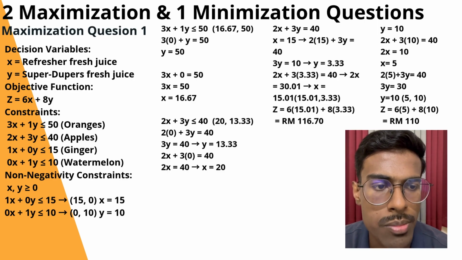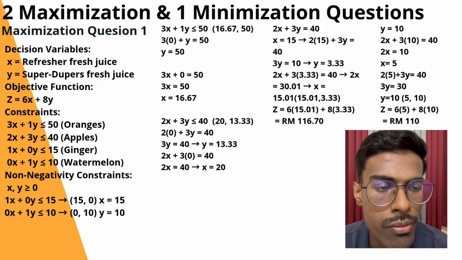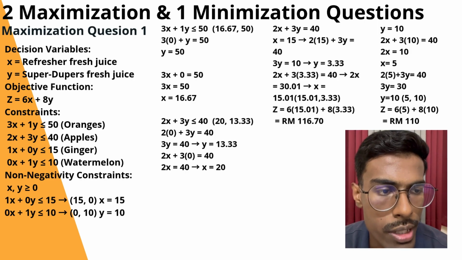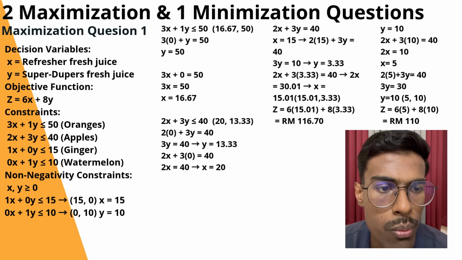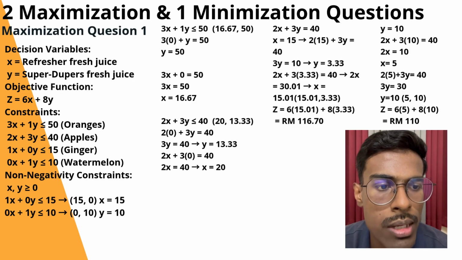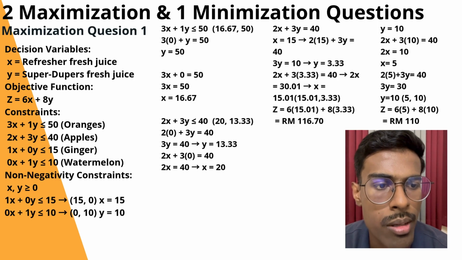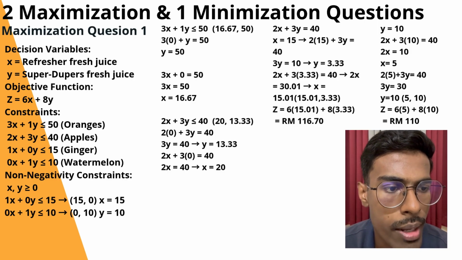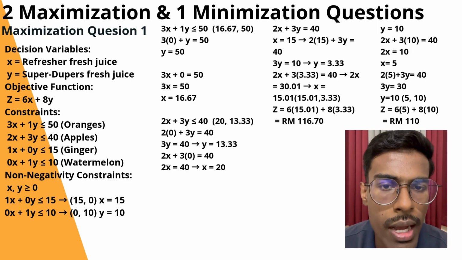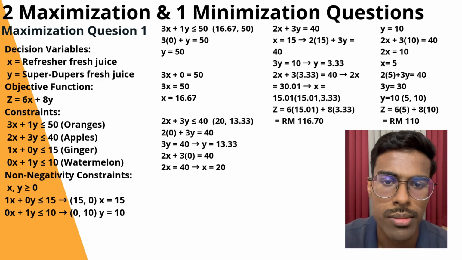Oranges at 3x plus 1y less than 50. Apples at 2x plus 3y less than 40. Ginger at 1x plus 0y less than 15. And watermelon at 0x plus 1y less than 10. By calculating the intercepts and testing the corner points, we determine that the maximum profit is RM 116 and 17 cents, which occurs at x equals 15.01 and y equals 3.33.